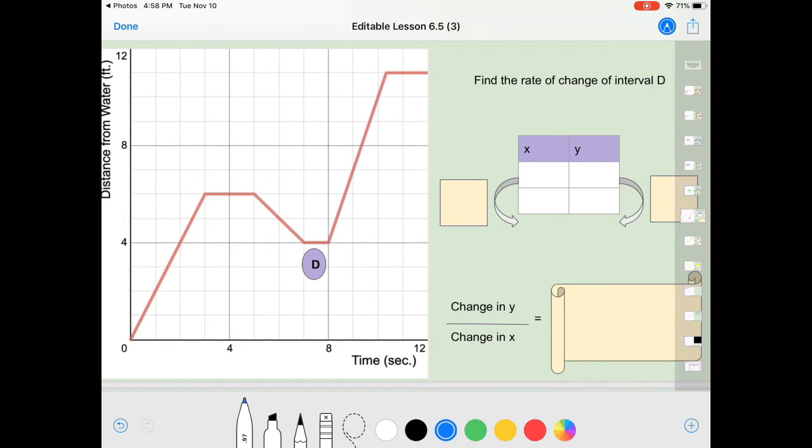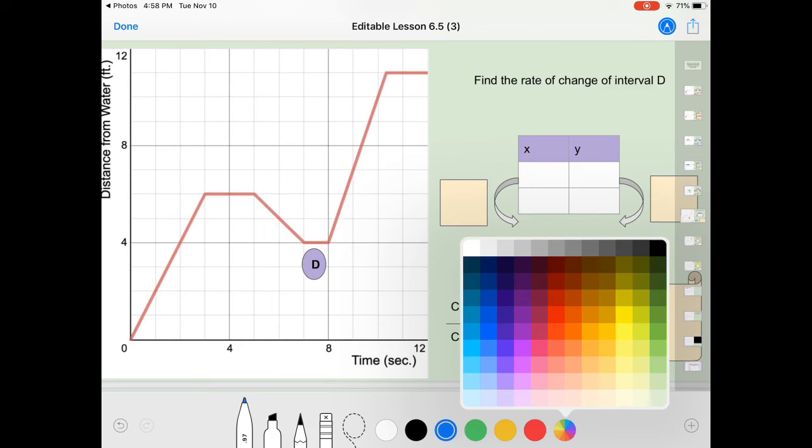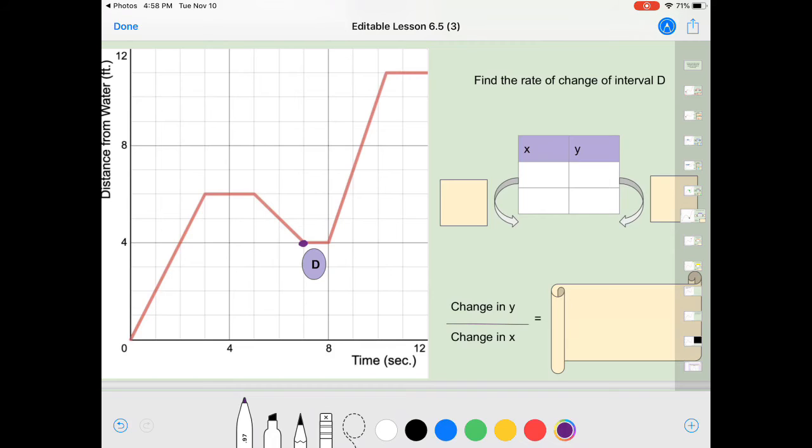Interval D, what's the rate of change here? This one also has a rate of change of 0. I have the coordinate point 7, 4, the coordinate point 8, 4. To get from 4 to 4, we add 0. And 0 divided by anything besides 0 gives us 0 feet per second. So this turtle stops again for a second time at D.